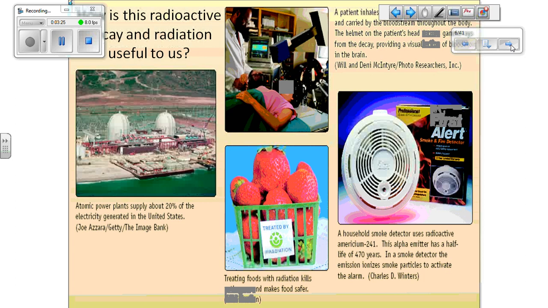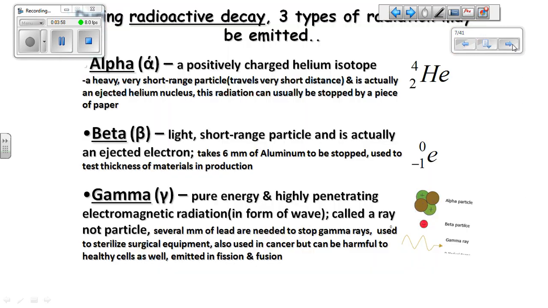Here's another slide that shows us some other ways that we can use radiation. Nuclear energy can be used to produce electricity. We have talked about that before. This was the one referring to food irradiation, where you can use that radiation to kill bacteria to make food safer. You also find radioactive material in smoke detectors. It's actually used to activate the alarm. So just a few more uses of radioactive material.